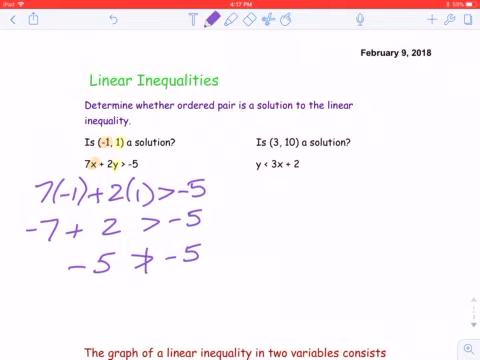-5 is equal to -5, and remember, in order to be greater than or equal to, our symbol would need to have a line below it. So since this statement is not true, the ordered pair -1, 1 is not a solution.